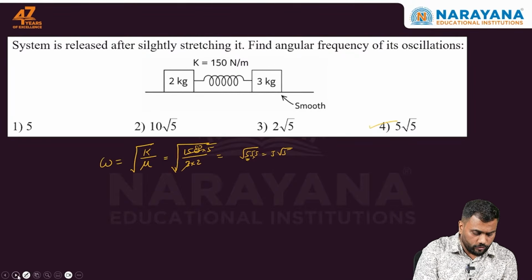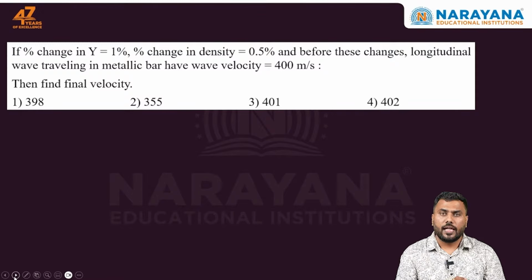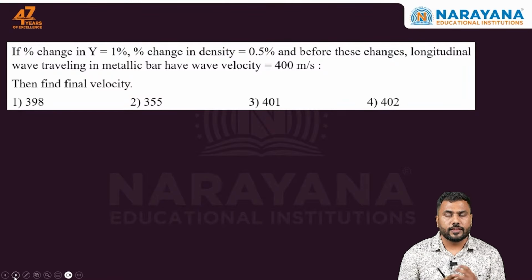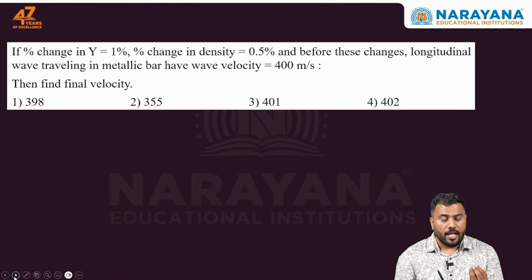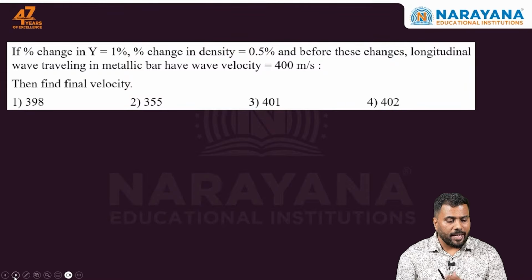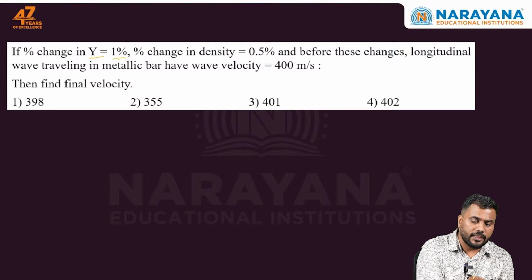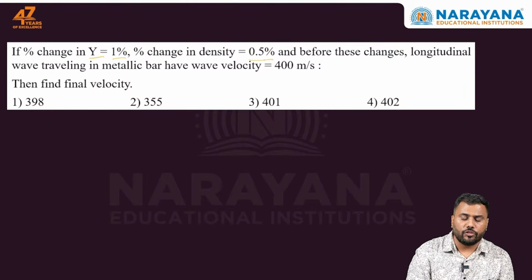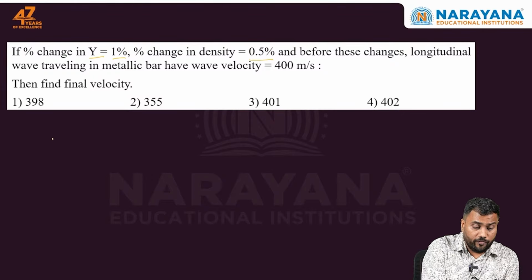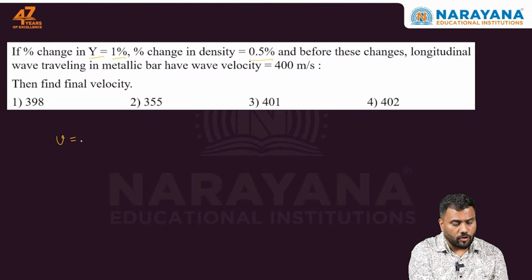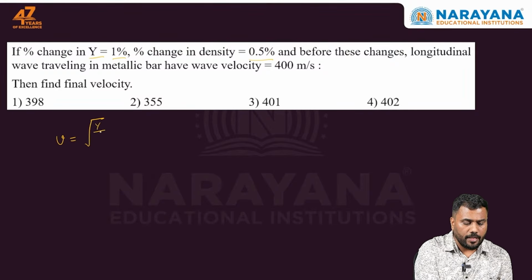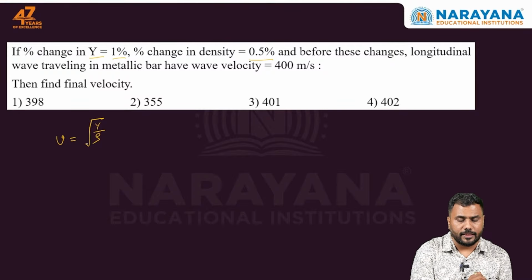Let us go to the next question. The next question is again a very easy question. It is based on the properties of material and waves. We have a metallic bar in which wave velocity is 400 meter per second, and this metallic bar's properties are changed. The Young's modulus of the metallic bar is increased by 1% and the density is also changed by 0.5%. We know that the velocity of the sound wave in a metallic bar is given by root over Young's modulus by density.